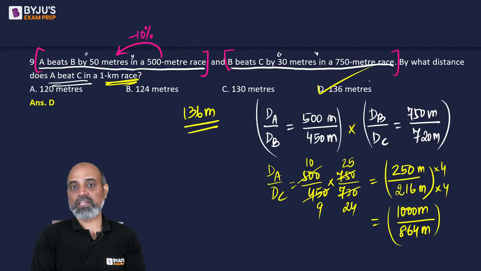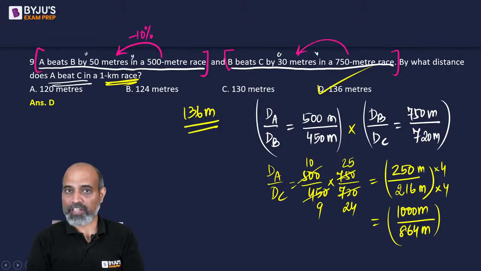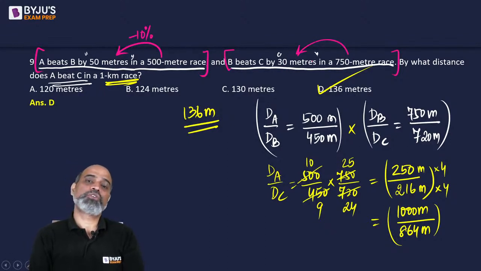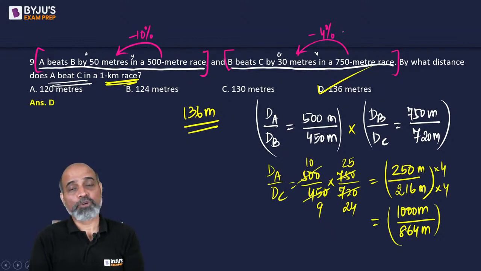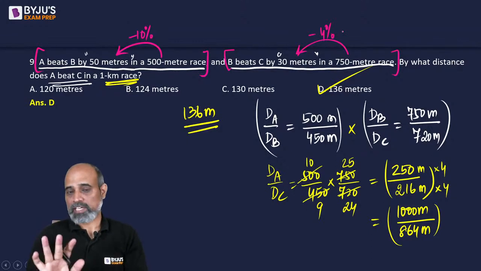From the next one, 30 meters is what percentage of 750? So this is going to be 30 out of 750, which is 1 by 25. So this is 4% less. है ना? So 10% and 4% less. ठीक है, 4% है, so calculation mistake नहीं है.